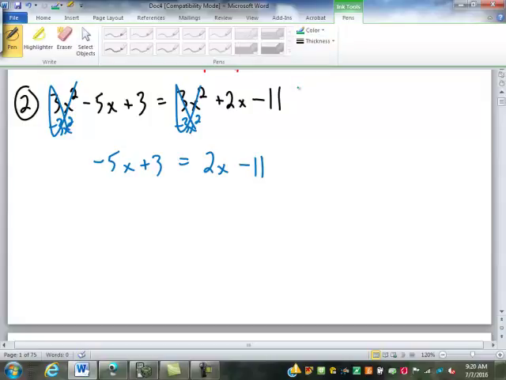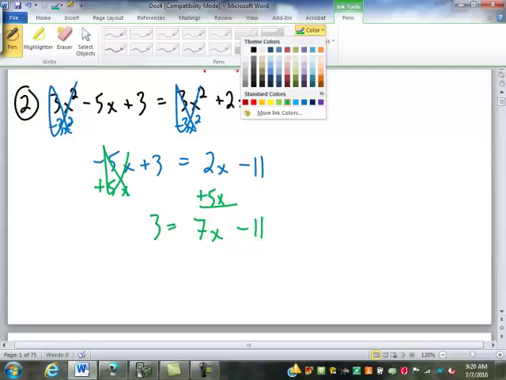Well, we have an x on each side. So I'm going to get rid of one of them. Which one do I want to get rid of? The smaller one, which is, careful, negative 5 is smaller than positive 2. So to get rid of a negative 5x, we add 5x. So it's gone there. Adding 5x over here gives us 7x. So 3 is equal to 7x minus 11.